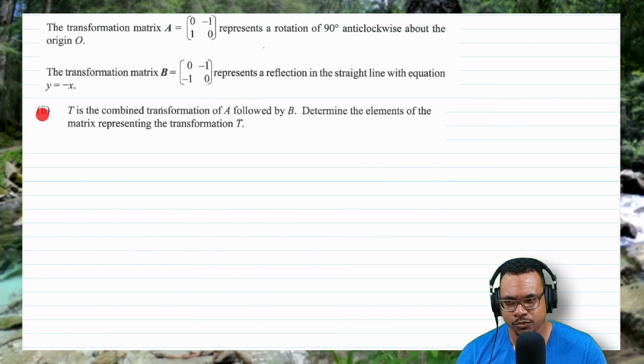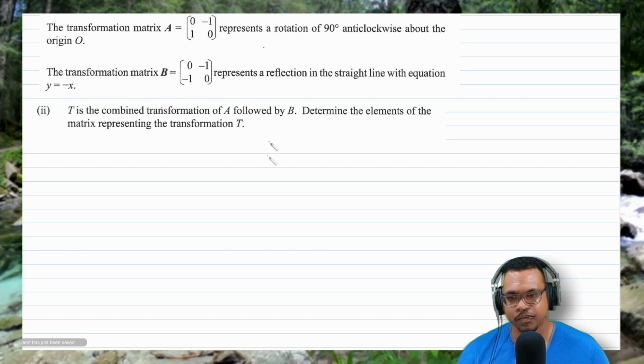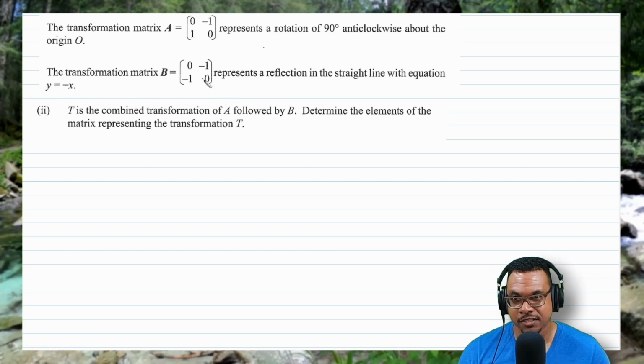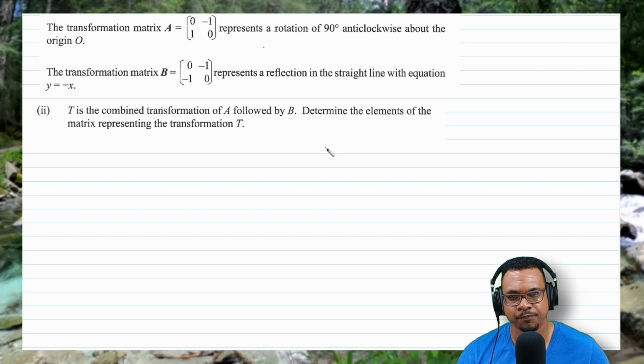All right, so moving on to part 2 now, we have T is the combined transformation of A followed by B. So we have transformation A taking place first, which is this matrix, followed by transformation B, which is this matrix. We want to determine the elements of the matrix representing the transformation T. All right, so we just want a single transformation matrix that will represent A followed by B.